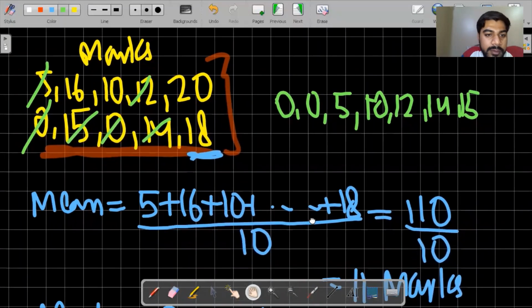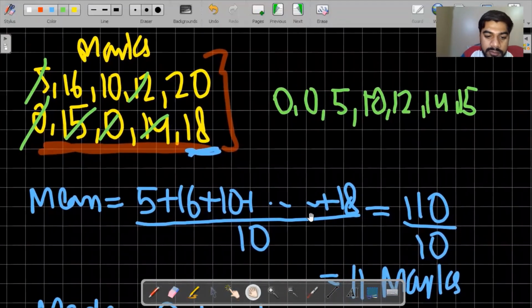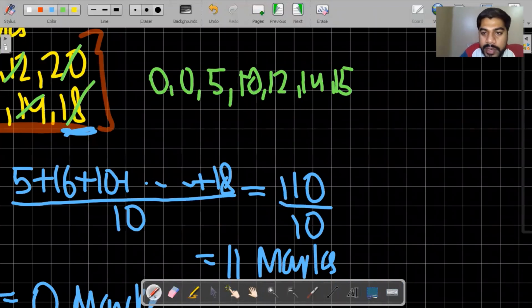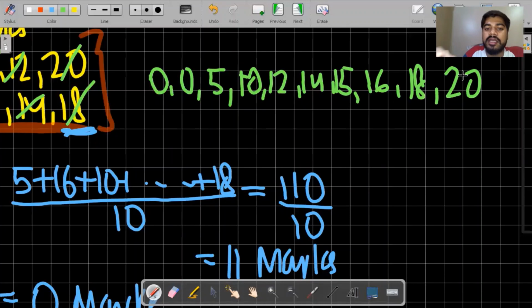After 15, I am having 16, 18, 20. Perfect. So let's just count the values: 1, 2, 3, 4, 5, and these 3, and 4, 5. Perfect. So let's move towards finding the median.